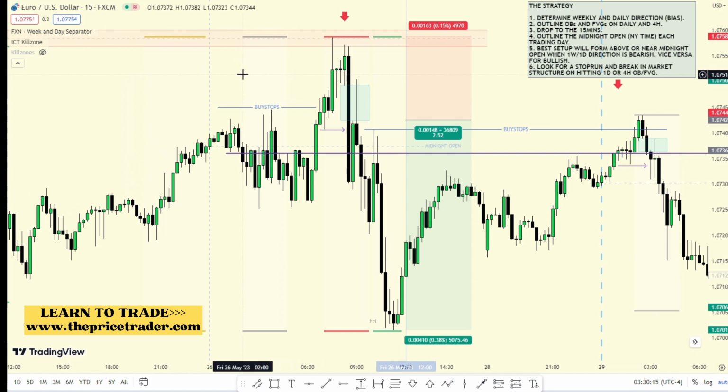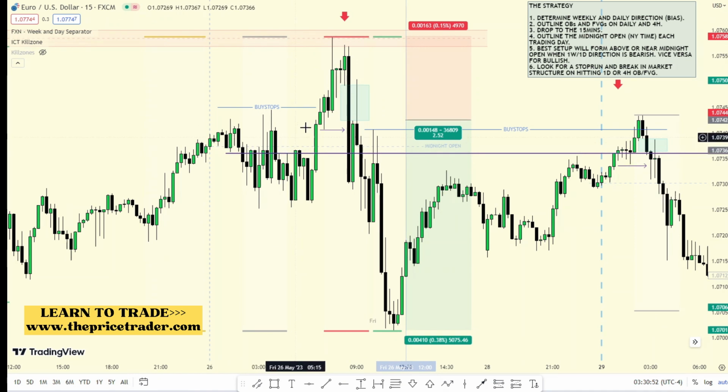I like to look at setup between 2 a.m. New York time and 12 p.m. New York time. So those are the time you want to focus on. So now let's begin. So outline the midnight open. Once you outline the midnight open, what you want to watch is if you're bearish. Now when I say if you're bearish, I mean that you've gotten that the weekly and daily direction is bearish based on what I've shown you on the weekly chart and the daily chart. Now if you're bearish, you actually want to see the market come above midnight open. So that is the core principle of this setup.